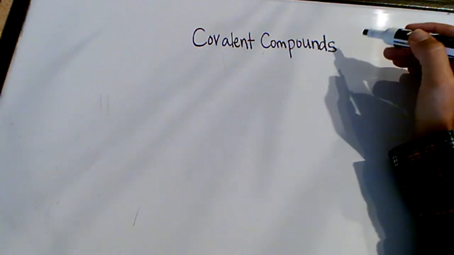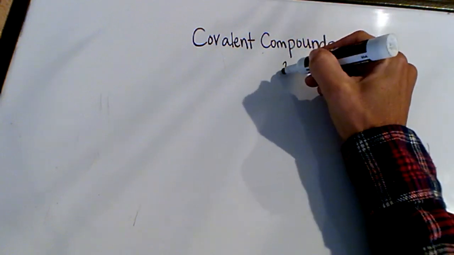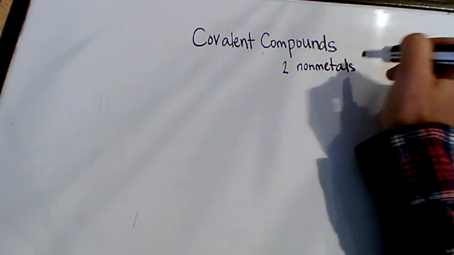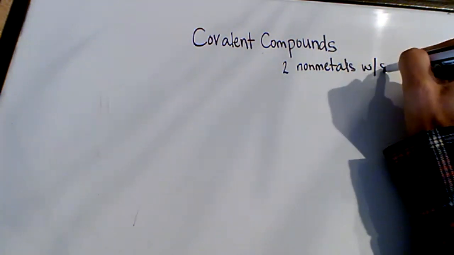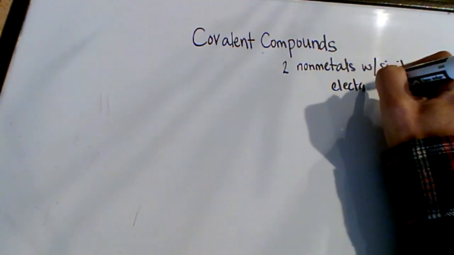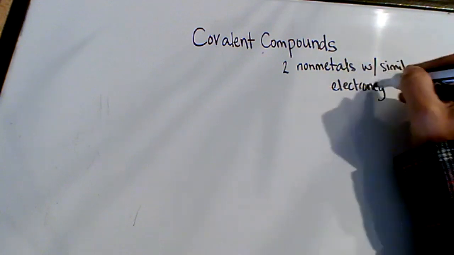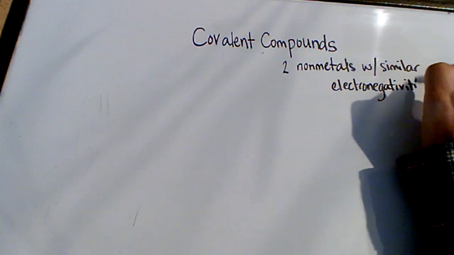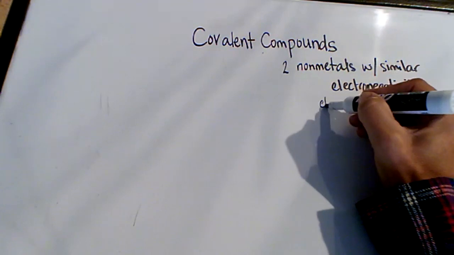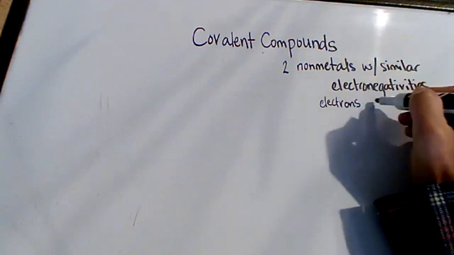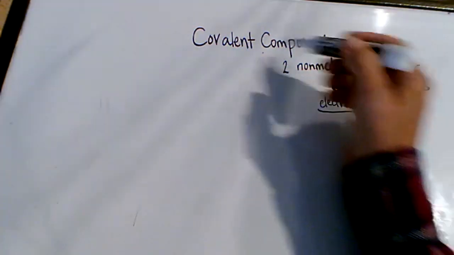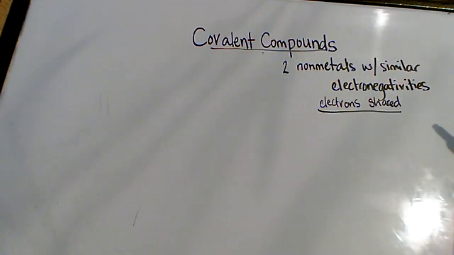In a covalent compound, we've got two nonmetals, typically, with similar electronegativities. Because those electronegativities between the two atoms are so similar, they will not give and take electrons, but rather electrons will be shared, okay? And when that happens, we end up with a covalent bond and a covalent compound.